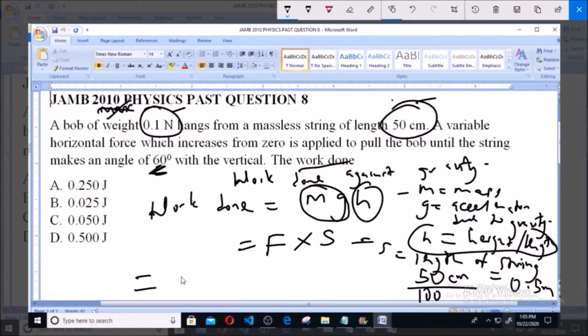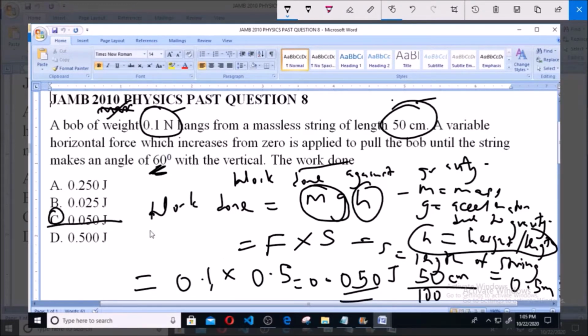So F is equal to 0.1 multiplied by 0.5, and 0.1 multiplied by 0.5 will give you 0.05, or 0.050, and the unit for work done is joules. So 0.050 joules, which is option C, is the correct answer to this question.